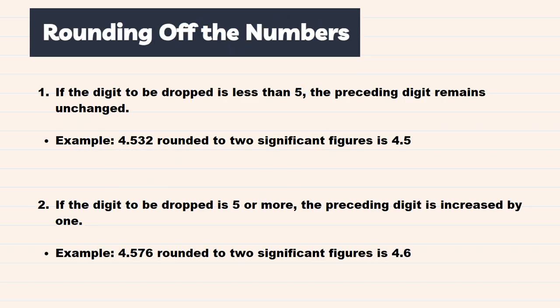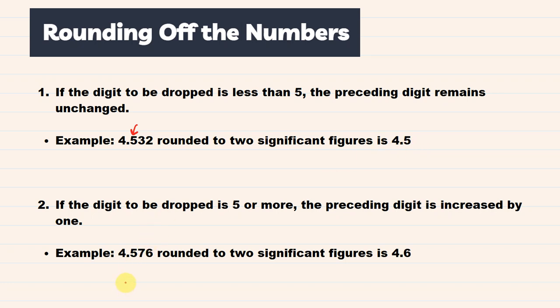Now, let's learn how to round off numbers. We have three simple rules for this. With the help of examples, we will try to understand the rules. The first example is 4.532. We need to round it off to two significant figures. So we need to drop these two digits, 3 and 2. The rule says if the digit to be dropped is less than 5, the preceding digit remains unchanged. Since 3 is less than 5, the preceding digit will remain unchanged. Here the preceding digit is 5 and we round it off as 4.5.